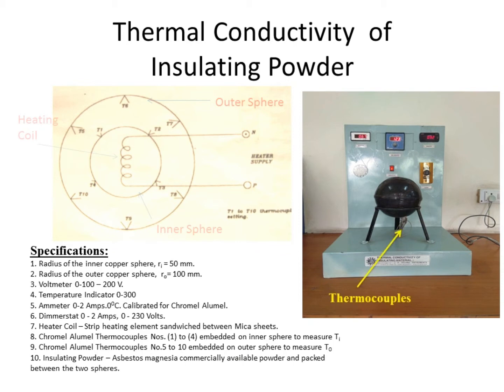Heater coil: strip heating element sandwiched between mica sheets. Chromel-alumel thermocouples 1 to 4 are embedded on the inner sphere to measure inner temperature. Chromel-alumel thermocouples 5 to 10 are embedded on the outer sphere to measure outer sphere temperature. Insulating powder: asbestos magnesia, commercially available powder, packed between the two spheres.